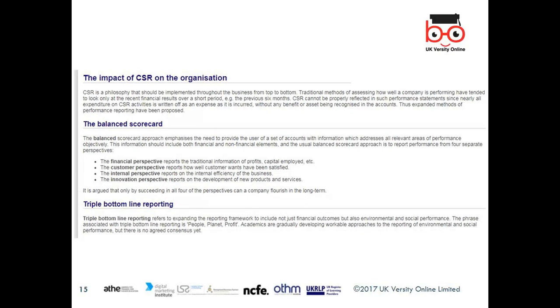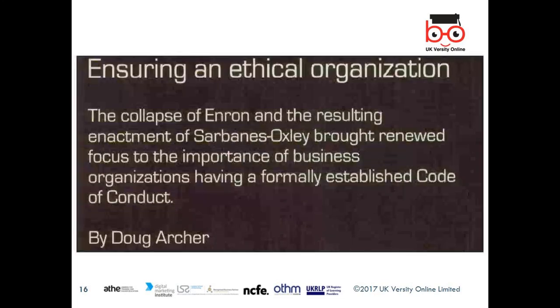So that's the innovation we need to look at, new ways of doing business. Triple bottom line refers to expanding the reports to cover not just the financial outcome, but also the environment and the social. Academia is gradually developing a workable approach to reporting environmental and social performance, but has not agreed on the consequences yet. Any question? No. So all this we need to look at. These are the approaches, so please we can discuss as well.